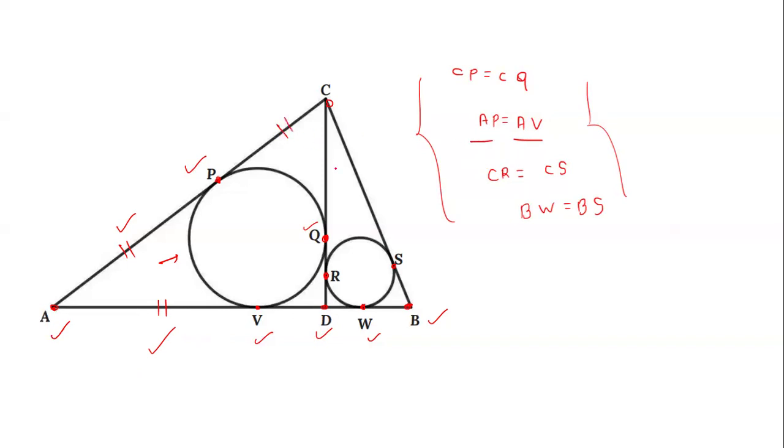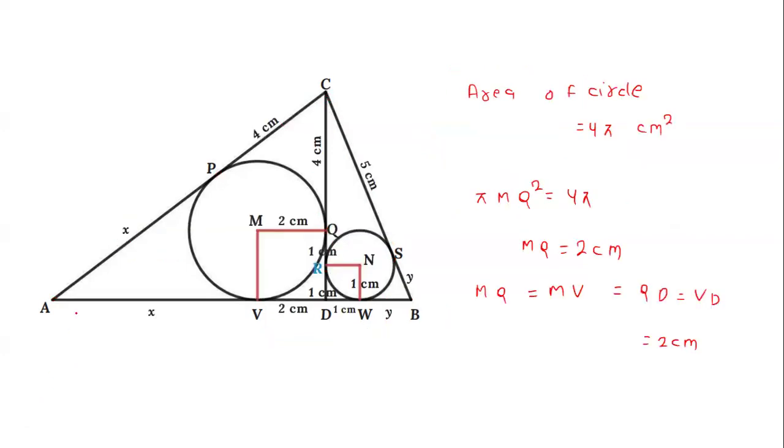Similarly, you can write CP is equal to CQ. Similarly, you can also write BW is equal to BS, and you can also write CS is equal to CR. So this CR is from the point C to the point R. You can write this because these are all tangents from one point to the circle, so both lengths are equal. Now we know all those things. So let's say this length we assume x. So this length is also x because these both lengths are equal.